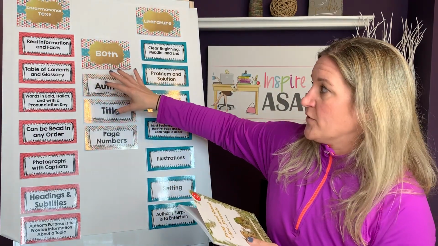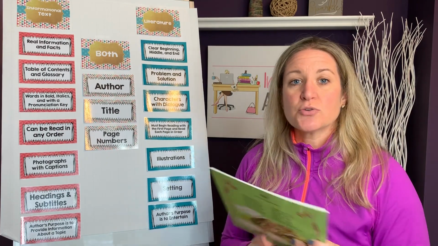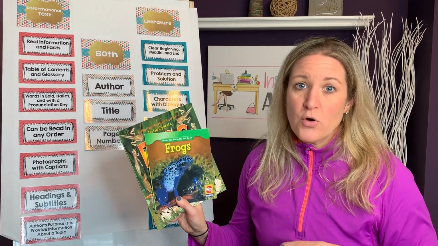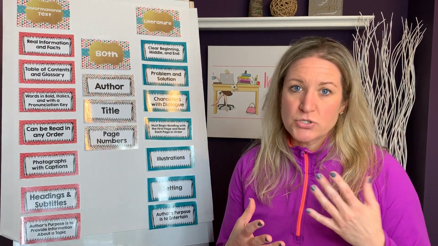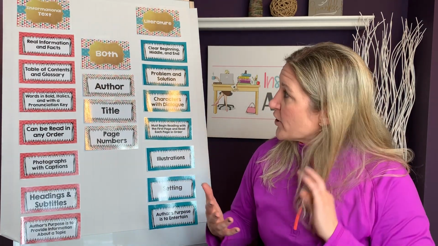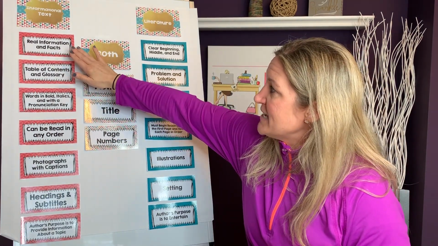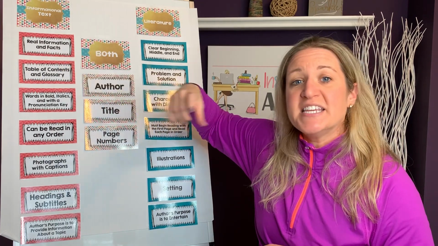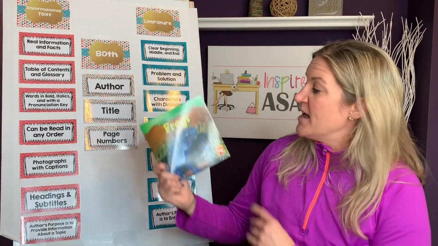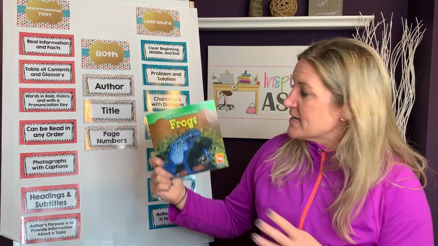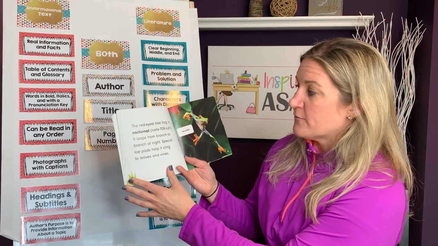I would then move over to the other characteristics that would describe books that are nonfiction or informational text. And I would again pick a book that my students are familiar with. So for example, I would state how, boys and girls, nonfiction texts provide us or teach us real information. They teach us facts. This book is about frogs. This book is going to teach me different facts about frogs.